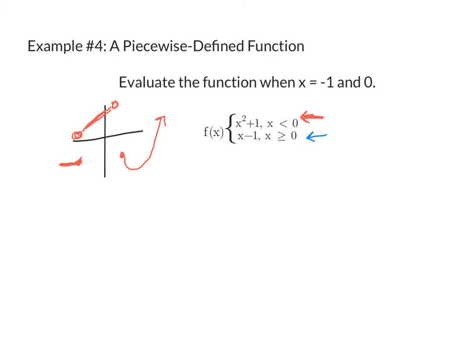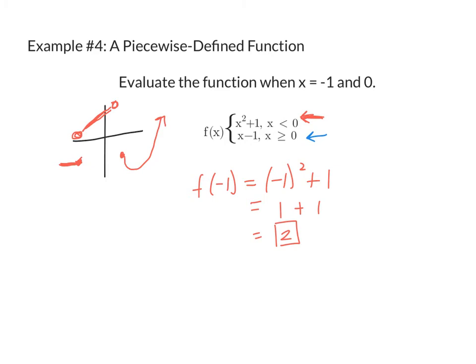So when we rewrite it, we would say f of -1 equals -1 squared plus 1. We are evaluating for that piece of the function. We do not put it into both because it does not satisfy both constraints, so it's only in the top one. -1 squared is +1, and 1 plus 1 is 2. So f of -1 for this piecewise function is 2.